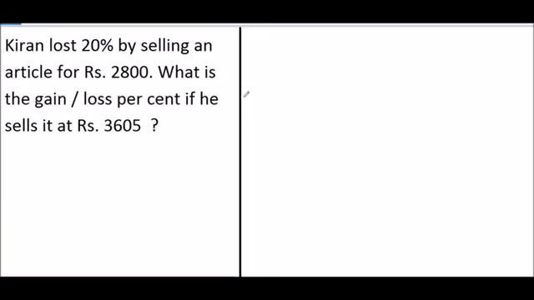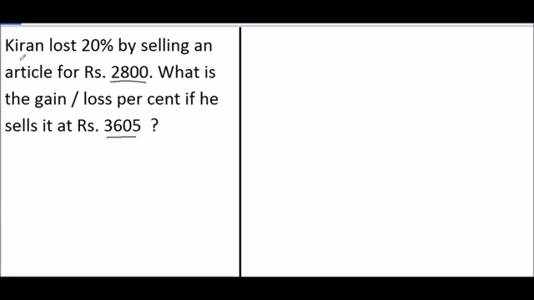See this question also. Now they have given Kiran lost 20% by selling an article for 2800. What is the gain or loss percent if he sells it at 3605? Here also we will use the unitary method to bypass some steps there. You can get the answer directly. How did we do in the last question? We are going to apply the same shortcut here. See students, before applying the shortcut, first of all, you should understand the concept of this one.